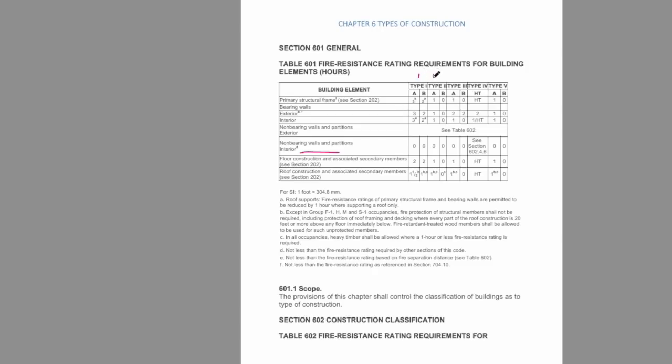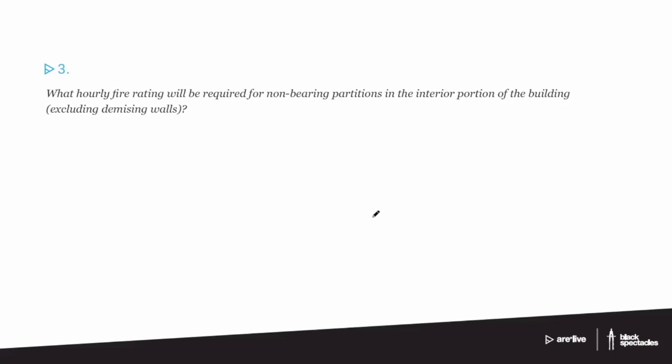Now we have to understand, well, which type of construction is it? Type 1? Is it type 2? Is it type 3? We would have to know, because each of these numbers is going to be different, and so we'd have to figure out what type of construction. But as it turns out, if we take a look through, it's all 0. So we can actually answer this one by just saying 0. There is no hourly requirement.